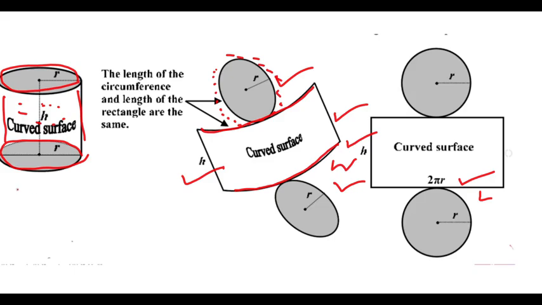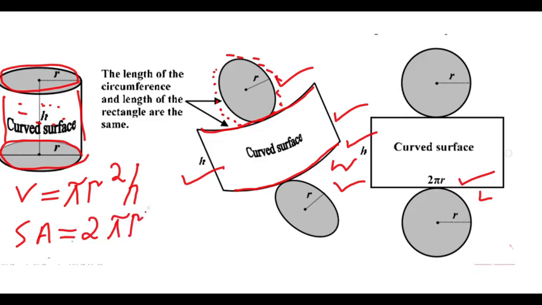Also you must remember the volume of the cylinder, the formula is pi r square h, and the formula for the surface area of the cylinder is 2 pi r square plus 2 pi r h. Now this is the lateral surface area, LSA, or you can say curved surface, same thing. This is the rectangle.